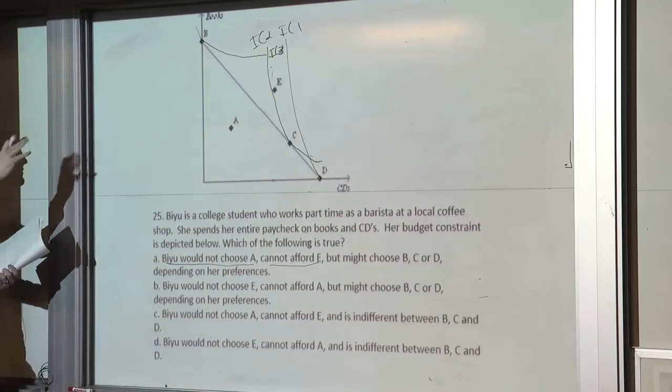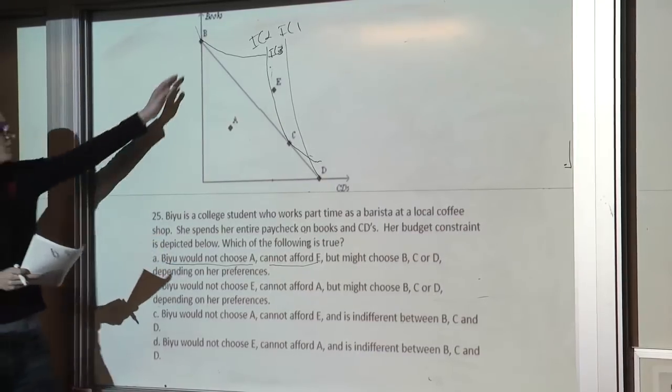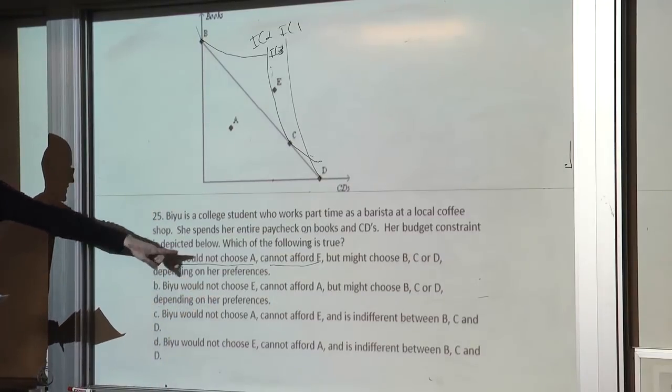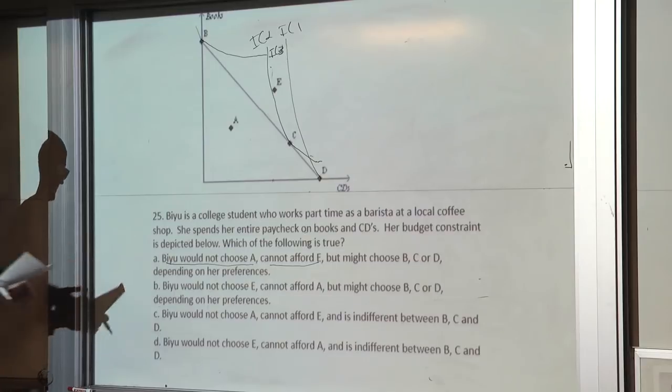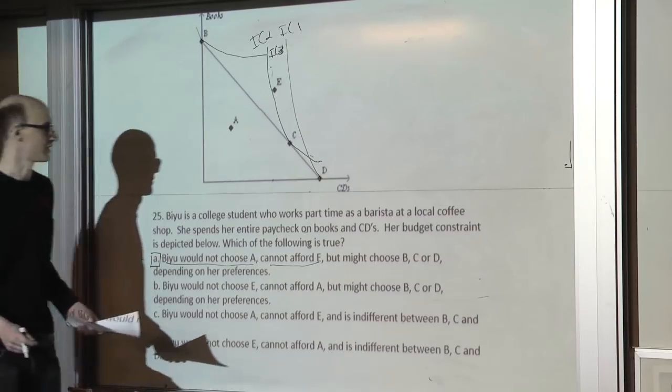Obviously, all these indifference curves are based on her preferences, right? So all of these are possible points for her to be at, right? So she might choose B, C, or D, depending on her preferences. Luckily, that was A, and we started there, so that's the correct answer.